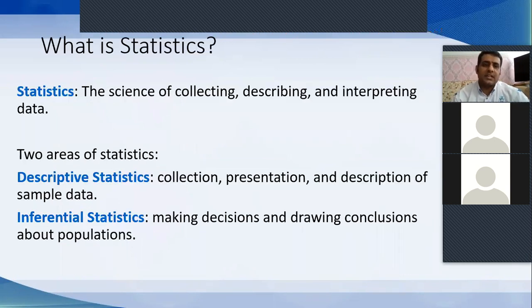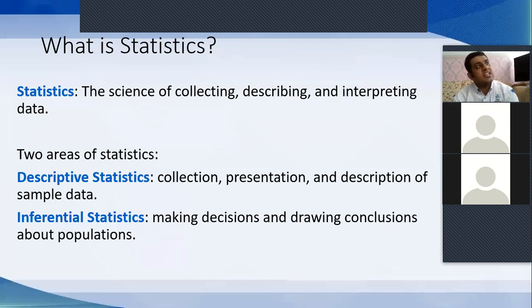Then what is statistics? Statistics is the science of collecting, describing, and interpreting data. Just now we have explained two areas of statistics: descriptive statistics and inferential statistics. Descriptive statistics is the collection, presentation, and description of sample data. From the name itself, descriptive means the description only.